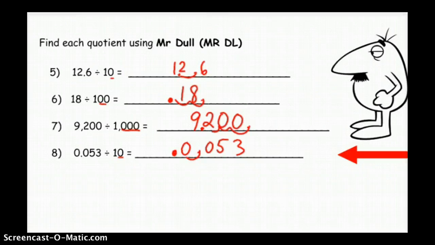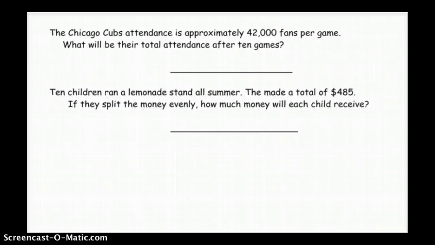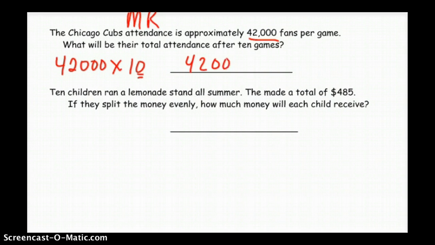All right, let's look at a few practical examples here. In the first one, the Chicago Cubs attendance is approximately 42,000 fans per game. Well, what would be their total attendance after 10 games? Well, we would be multiplying 42,000 times 10. So, because we're multiplying by a power of 10, when you multiply, move the decimal to the right. So I'm going to take 42,000 and move the decimal 1 spot to the right. So after 10 games, the Cubs could expect to have 420,000 fans.